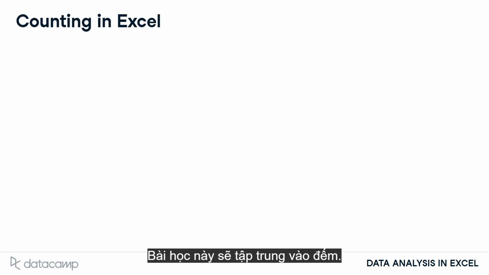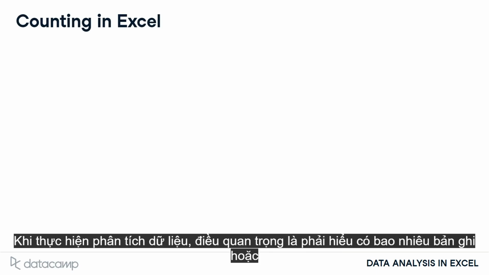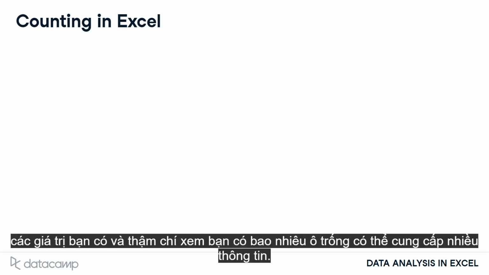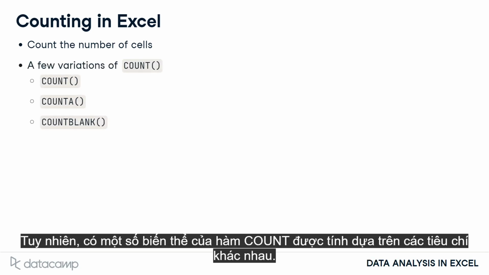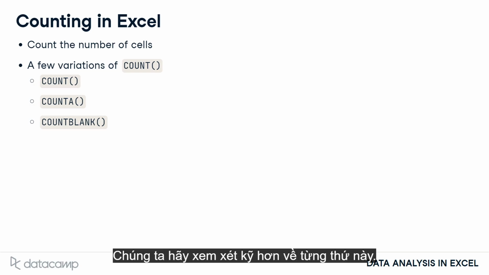This lesson will focus on counting. When doing analysis, it's important to understand how many records or values you have, and even looking at how many blank cells you have can be informative. In Excel terms, count refers to the number of cells. However, there are a few variations of the count function that count based on different criteria. Let's take a closer look at each of these.